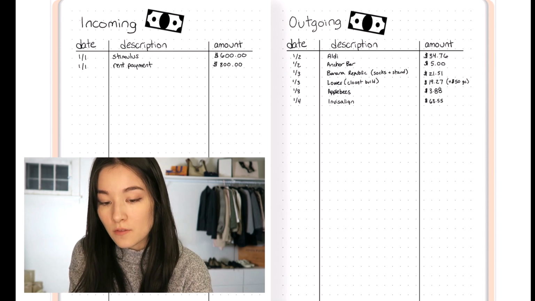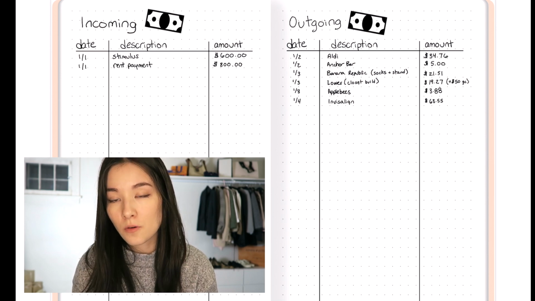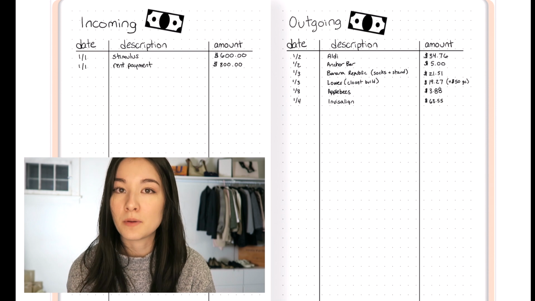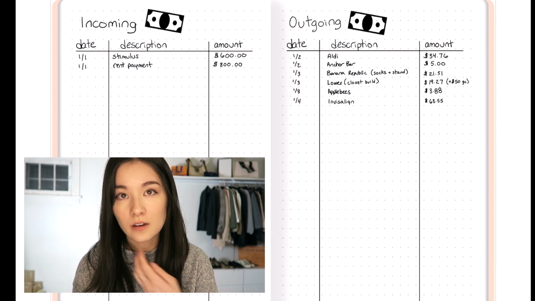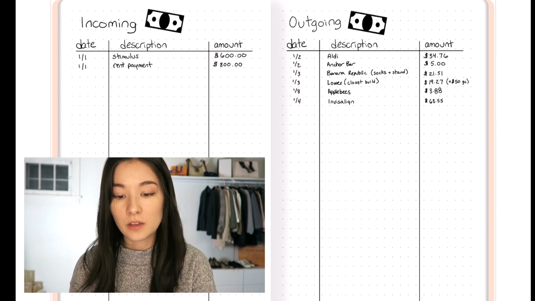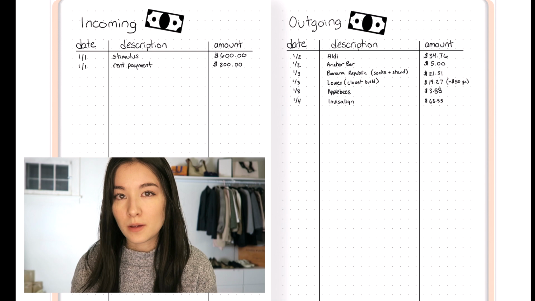And then outgoing, I have a whole bunch of stuff here. And this will really help me be more mindful of what it is I'm spending my money on, and each month see the totals for each side. So I can see if I'm maybe spending more than what's coming in, you know, what exactly it is that I'm spending my money on.